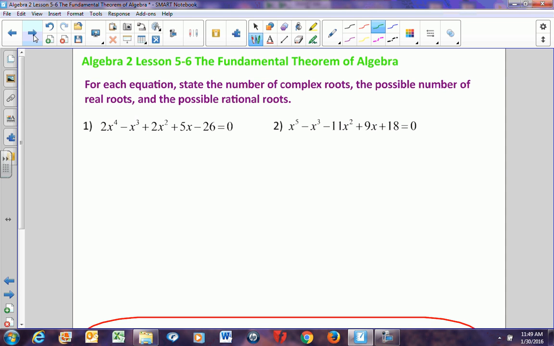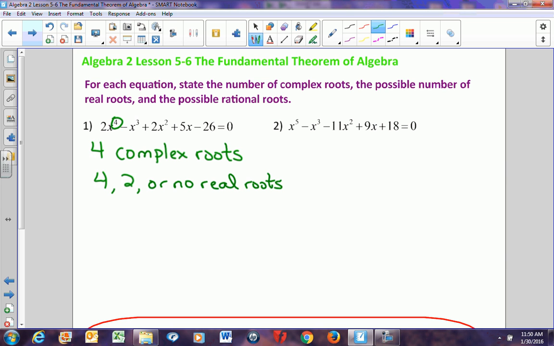So if I'm looking at this first one, 2x to the 4th minus x to the 3rd plus 2x squared plus 5x minus 26, my complex roots, since it's a degree of 4, I have 4 possible complex roots. Okay, degree of 4, so there are 4 roots. Okay, real roots, remember, it's either going to have the same as this, or it's going to go down by 2 each time. So it's going to either have 4 real, 2 real, or no real roots.